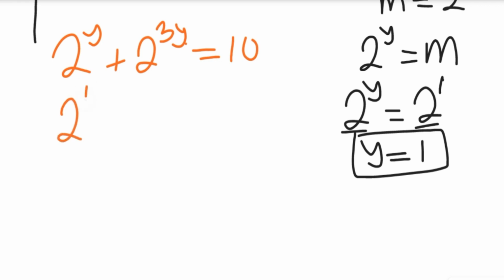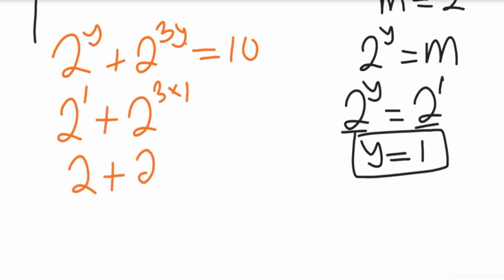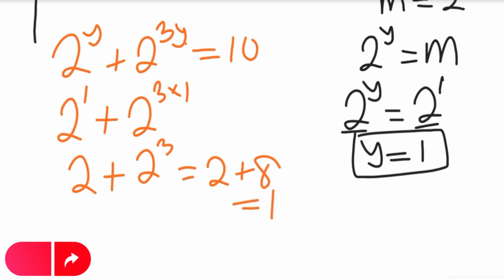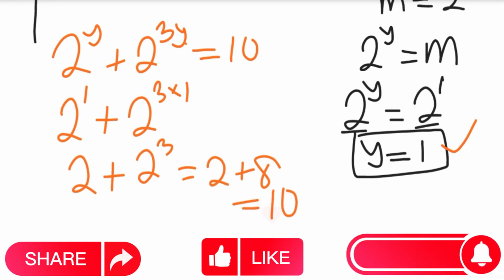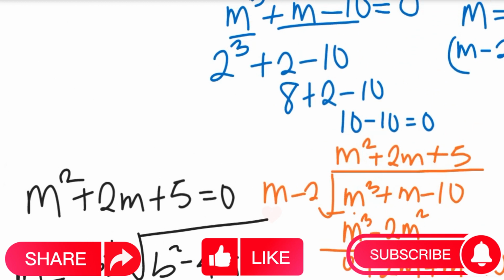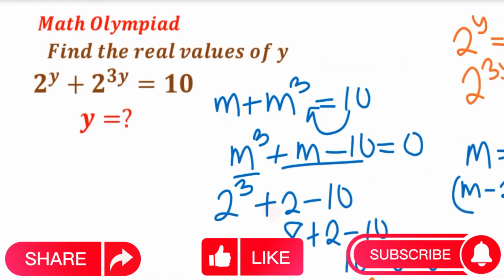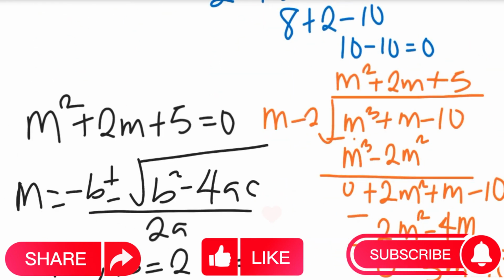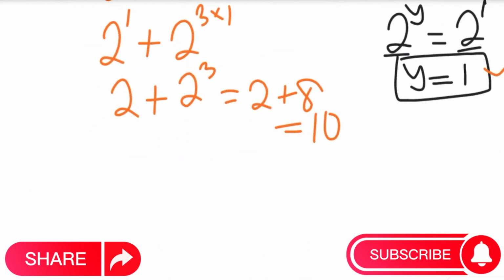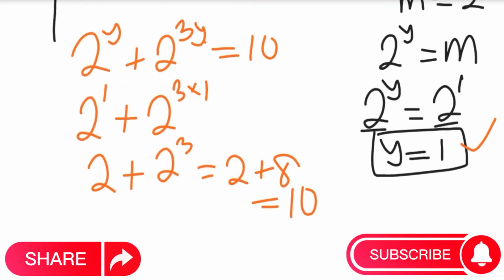So this will give us 2 to the power of 1 plus 2 to the power of 3 times 1. So this will give us 2 plus 2 to the power of 3, and 2 plus 8 will give us 10. So that tells us that y is equal to 1. We satisfied the exponential equation we are given, and y is a real value. That shows that the solution is perfectly correct.